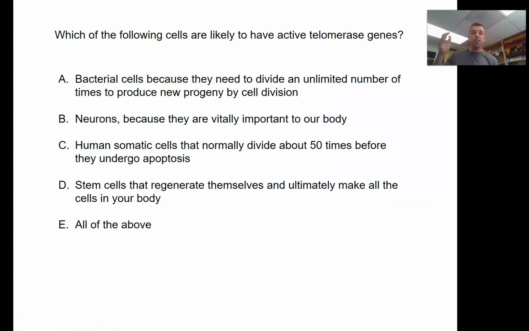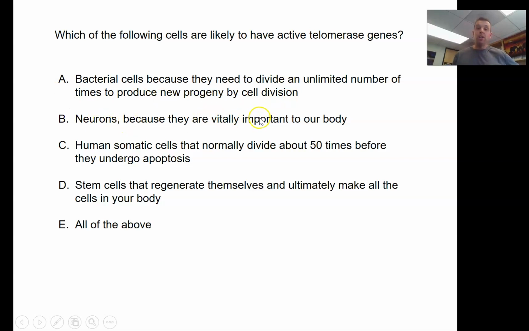So which of the following cells are likely to have an active telomerase gene? Bacterial cells, because they need to divide an unlimited number of times. Well, yes, bacteria do need to divide an unlimited number of times. That's how they stay alive and keep growing. But they don't have to worry about telomerase. Why? Bacteria have a circular genome. They already solved that by the circular genome.